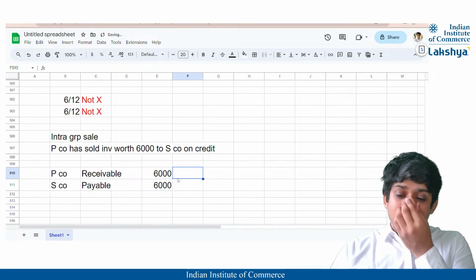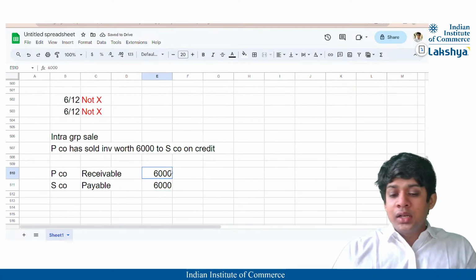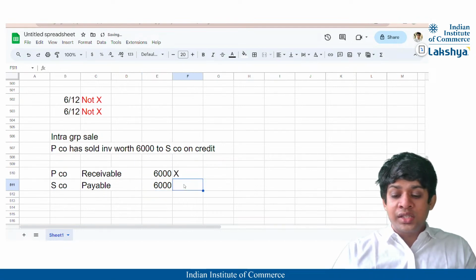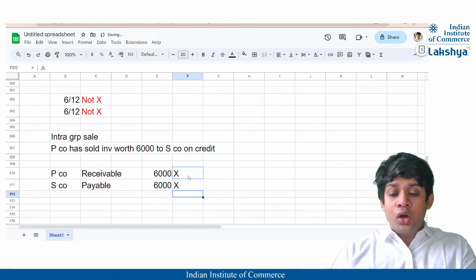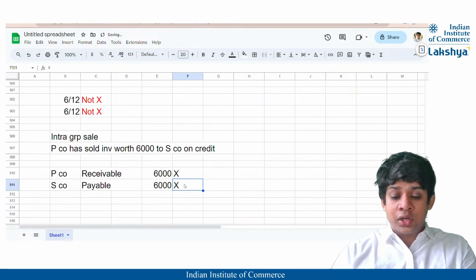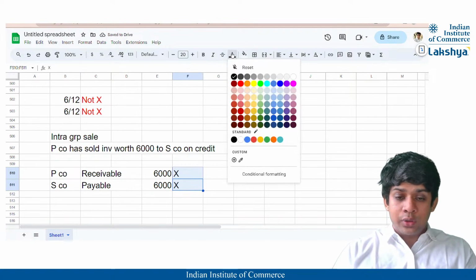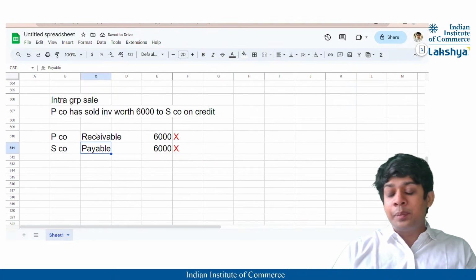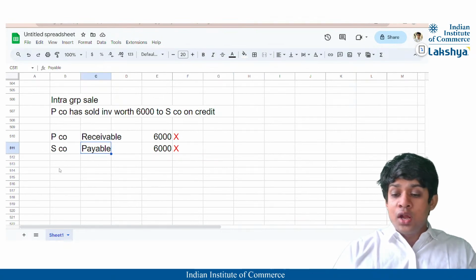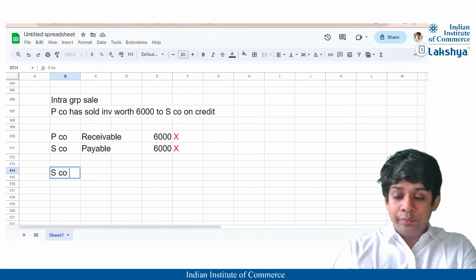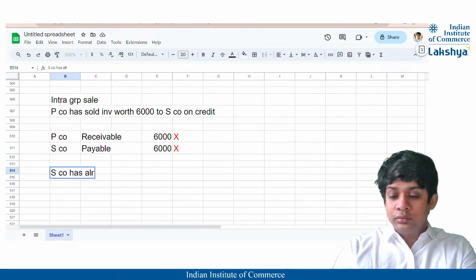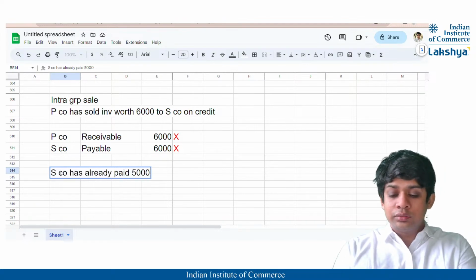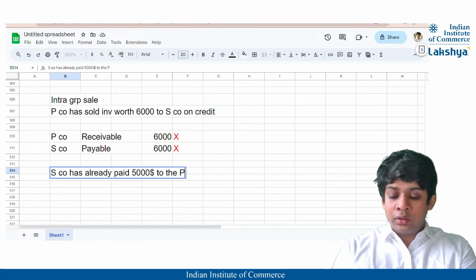Now, guys, these are current accounts, and if you all remember, current accounts are to be cancelled on the statement of financial position. On the consolidated statement of financial position, the current accounts are to be cancelled out, correct? But in case the receivable and the payable of the parent and the subsidiary company do not match. For example, the subsidiary company has already paid $5,000 to the parent company.